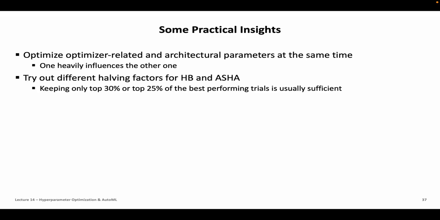Then for these efficient successive halving or successive doubling algorithms, it's usually worth it to try out different levels of aggressiveness here. So in the examples I showed you, I always continued training the best 50%, but you can usually be even more aggressive and keep only the top 30% or even just the top 25% of the best performing trials and just cut off the rest.